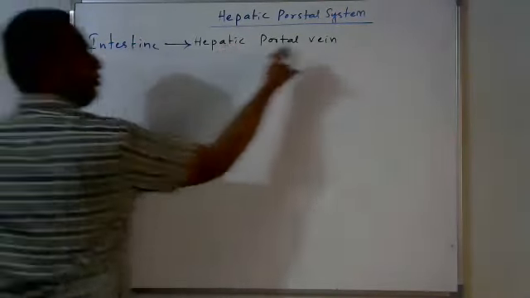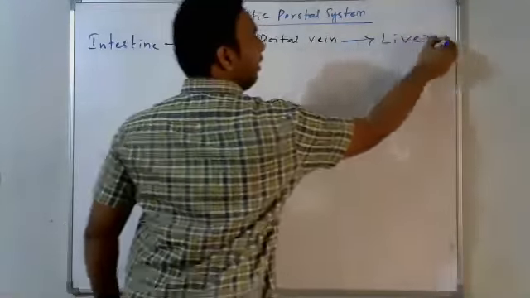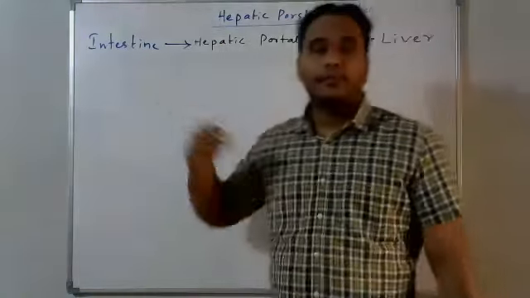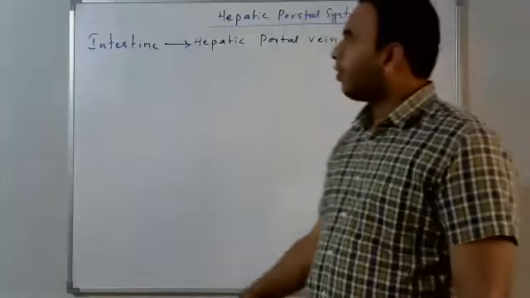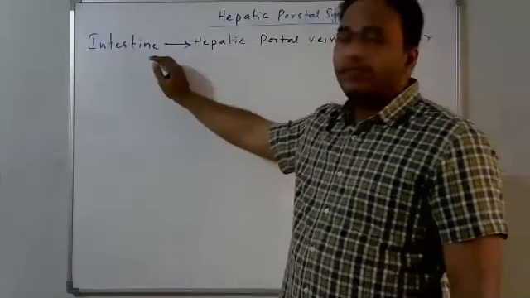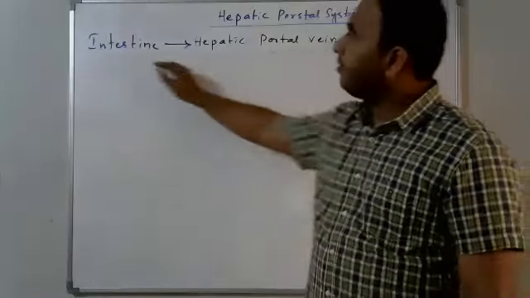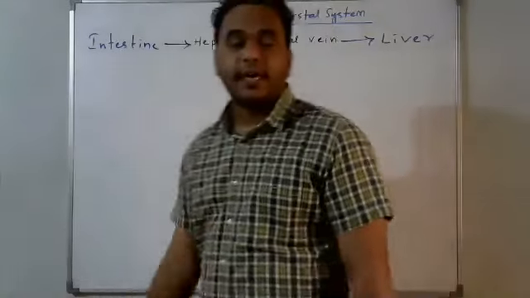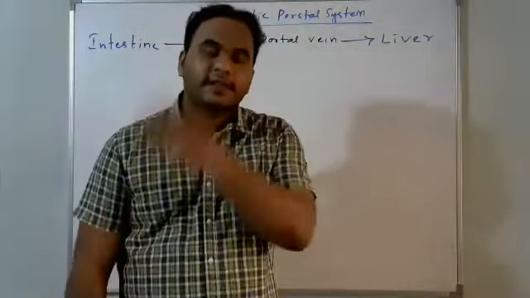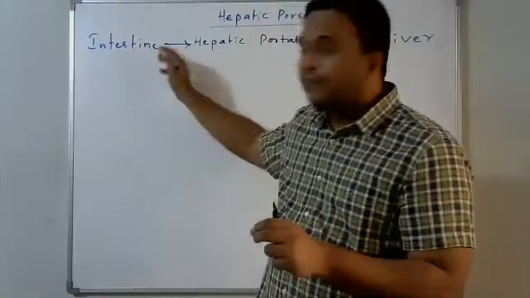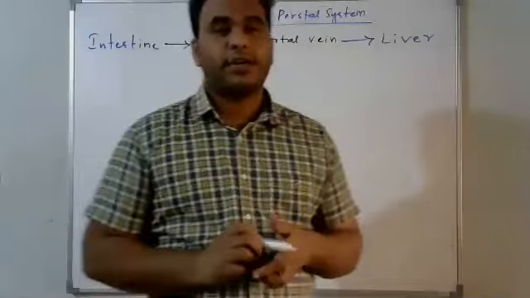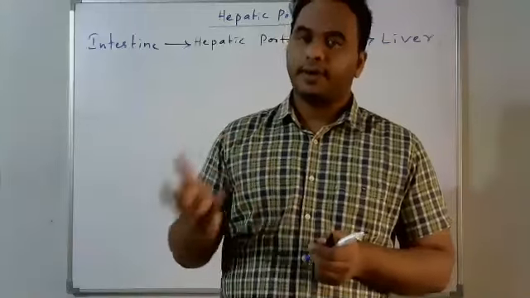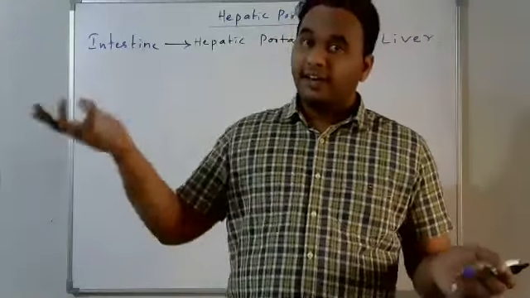Intestine to the liver. Generally, if any toxic substances are present after the digestion process, this hepatic portal vein supplies that blood to the liver. It is a specialized vein that supplies blood from the intestine to the liver. It is one of the important veins, which brings the connection from intestine to liver.